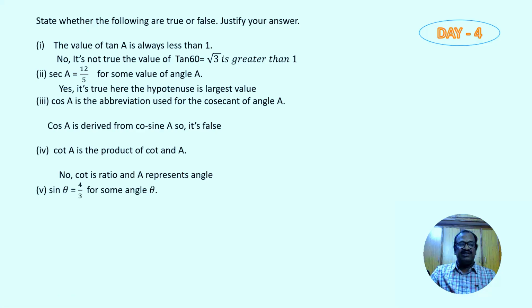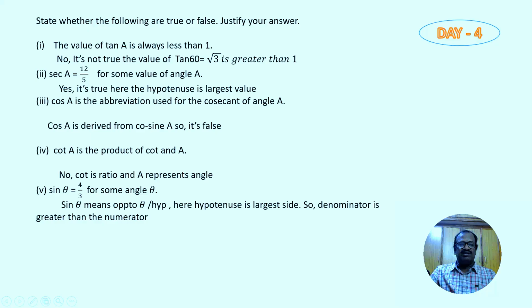The last one is, sin theta is equal to 4 by 3 for some angle theta. Here once again, what is meant by sin theta? Sin theta means opposite to theta by hypotenuse. As we know very well, hypotenuse is always greater than the other two sides. So the given statement is wrong. The denominator is smaller than the numerator, therefore it is false.